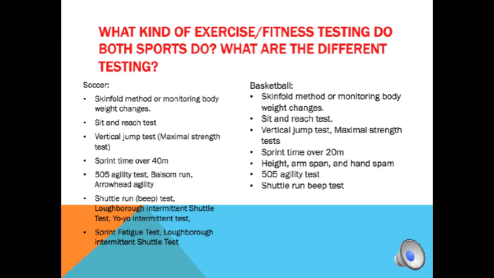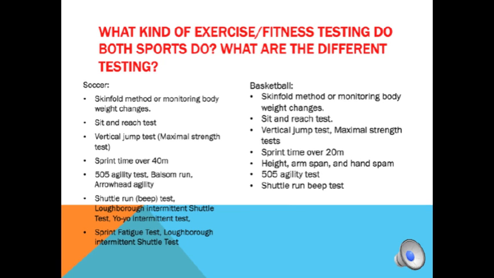In order for an athlete to enter a professional sport, each has to pass exercise and fitness tests. Between soccer and basketball, some tests are the same, such as the skinfold method or monitoring body weight changes, which are the fitness components of body fat. Also the sit and reach test, which measures flexibility. And lastly, the vertical jump test that determines the athlete's strength and power.